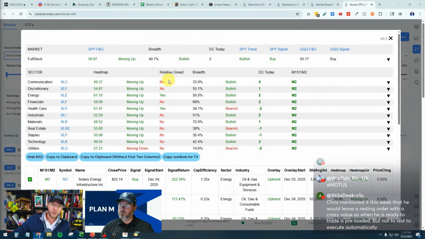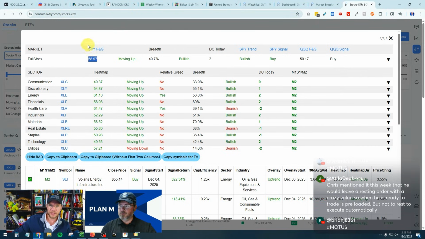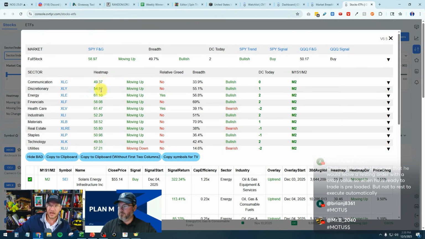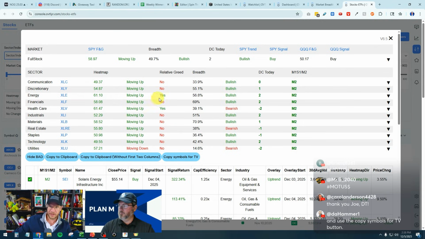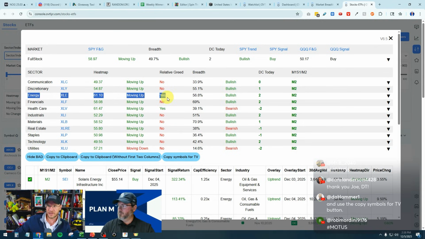For this example, what I'm trying to show here is relative greed. What relative greed is doing is it's measuring the fear and greed of the SPY, of the market, versus the fear and greed of all the sectors. What we want to see is the hottest, most greedy sectors having a greed score greater than the SPY's greed score. We have that in energy and we have that in healthcare. Chris, don't trade healthcare. So we're only looking at the energy sector today.